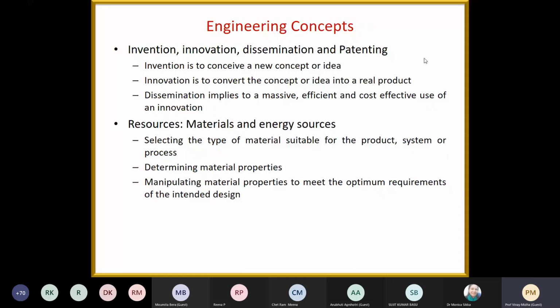The next engineering concept is the invention, innovation, dissemination, and patenting. Invention basically is to conceive a new concept or idea. When we conceive an idea in our mind that I'll be able to solve this particular problem or satisfy this particular need of the customers with this particular product, that is the idea which is there in the brain. That is, the new concept has been created. When we conceive this particular new idea, that is the invention. And when we are able to convert that particular idea into a prototype, into a real product, that is the innovation. Sometimes it happens that we have those ideas in our mind, but we are not able to realize them. So they will remain only at the invention stage, they will not go to the innovation.